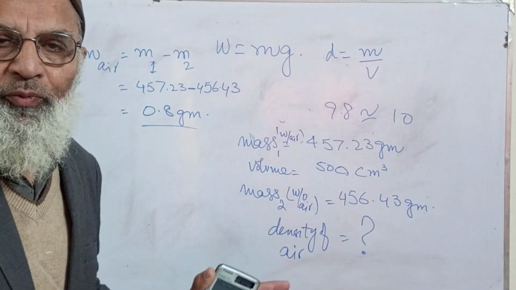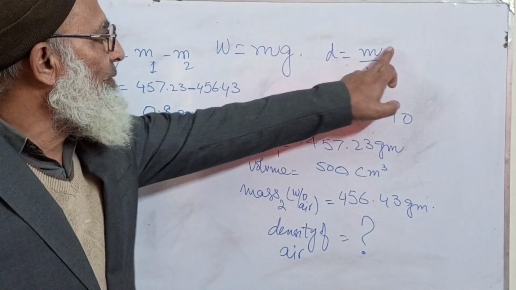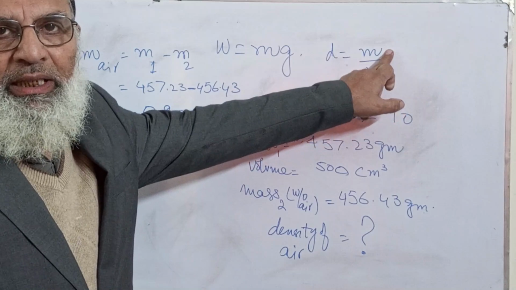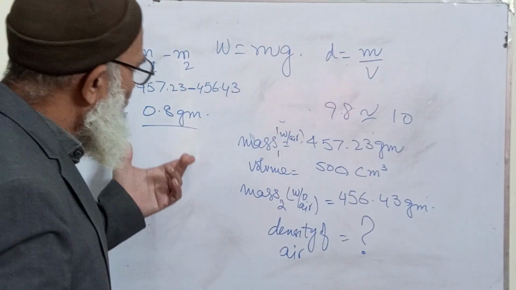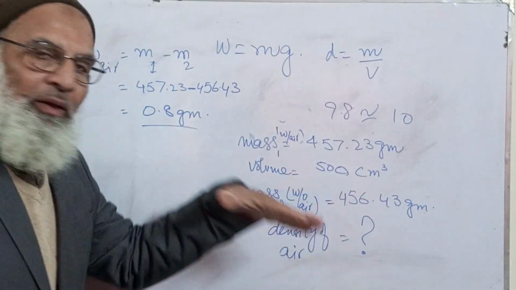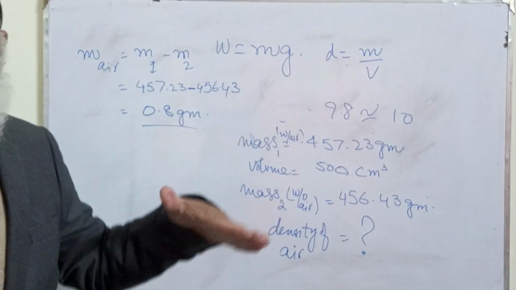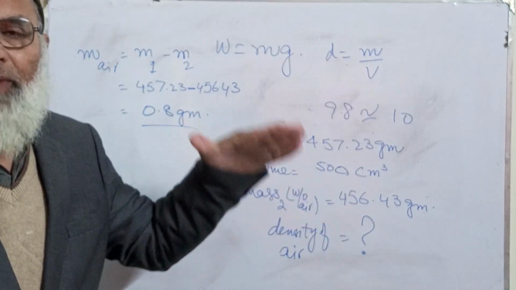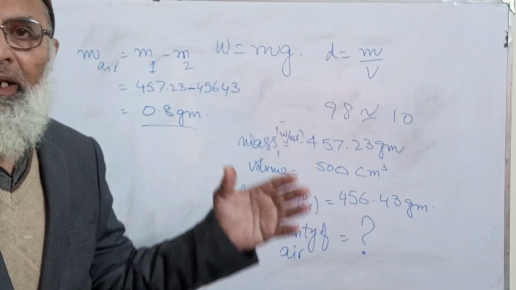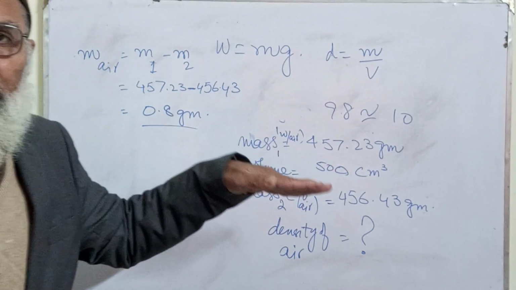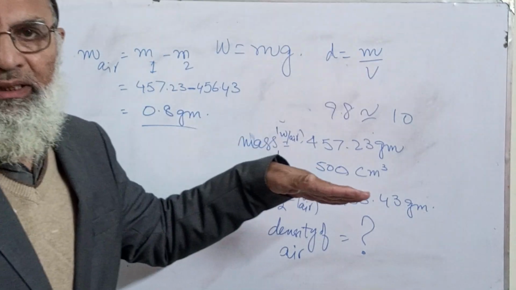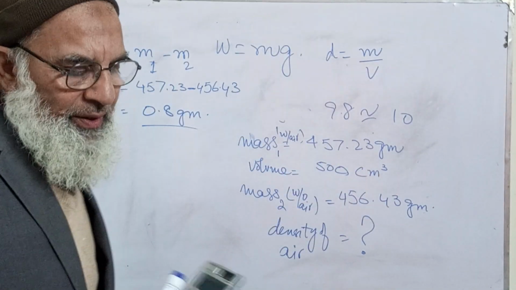And to find the density, we have to calculate the mass. So we have calculated the mass. We know the volume. Where was the volume? Since the capacity of the conical flask was 500 cc, it is assumed that the air filled to its brim was 500 cc.